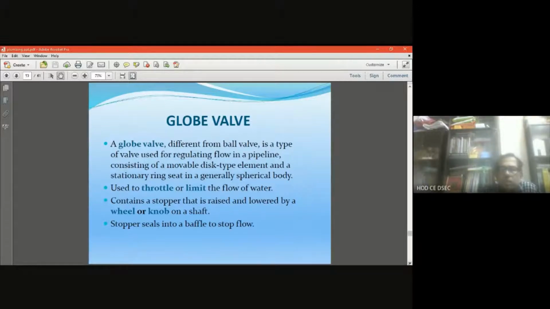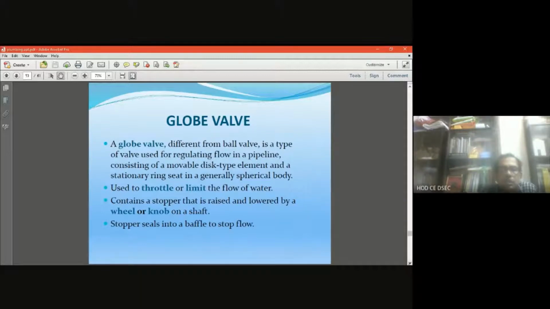This is a different form of valve, the globe valve. It is a type of valve used for regulating flow in a pipeline, consisting of a movable disc-type element and a stationary ring seat in a generally spherical body, used to throttle or limit the flow of water. It contains a stopper that is raised and lowered by a wheel or knob on a shaft. The stopper seals into a baffle to stop flow.